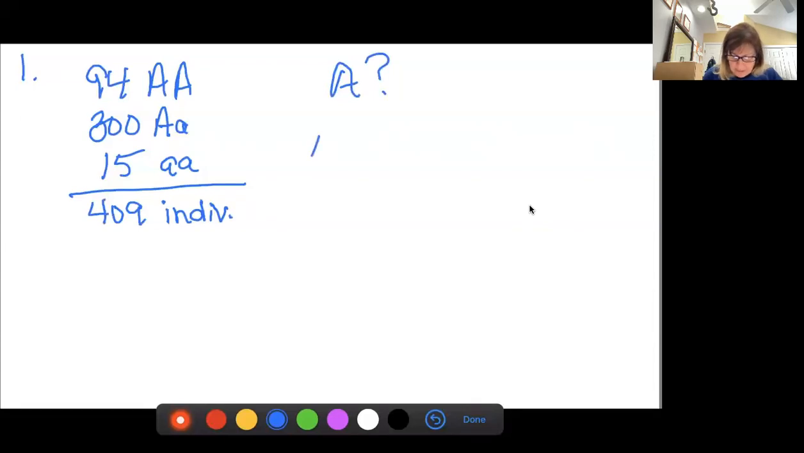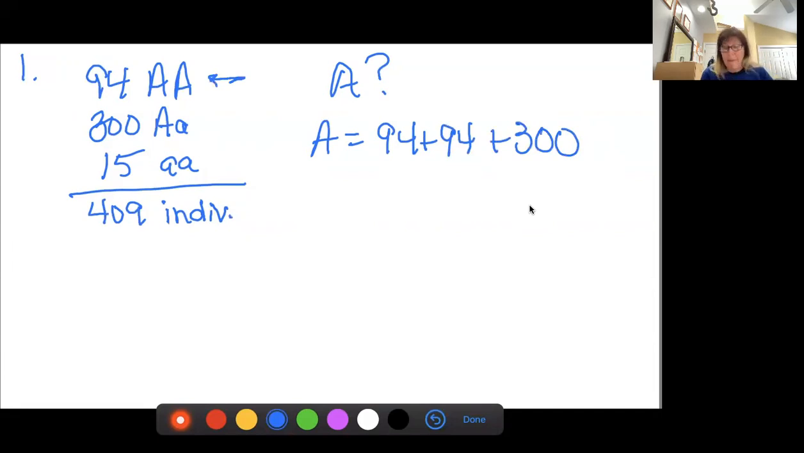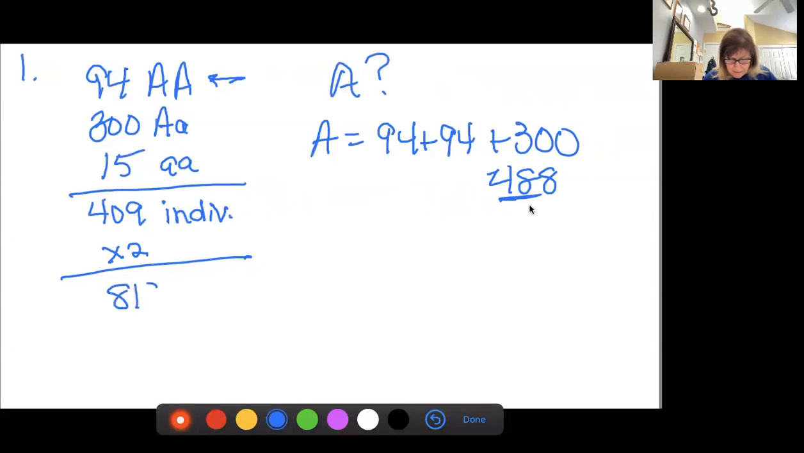So I'm going to calculate that up. So big A equals 94 plus 94 plus 300, right? Each person here has 2 copies of the big A, and my heterozygous only has 1 copy. And so that gives me 488. Now these are alleles. This is individuals. So for me to get the alleles, I've got to times that by 2, because this is not a frequency. That's just a number. So I'm going to go 409 times 2. So I have a total of 818 alleles in my population. So I'm going to take 488 divided by 818. And that gives me around 60%.